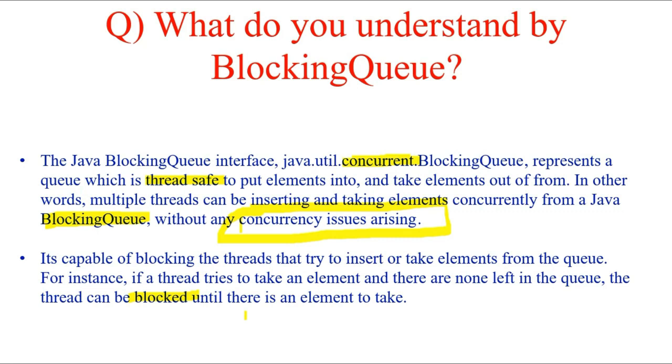So that is why we have this blocking queue, and blocking queue is very important because it is concurrent or thread safe in nature. So that was all about the blocking queue.